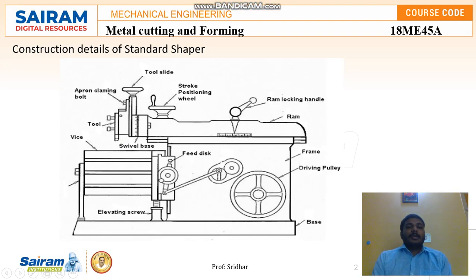This is the construction and working principle diagram of a standard shaping machine. It is a complicated machining process, because many mechanisms have to be converted into the quick return motion mechanism. The excess material is removed in the shaping machine through the quick return motion mechanism. It consists of many machining parts inside, and its construction is very complicated compared with some other machining processes.